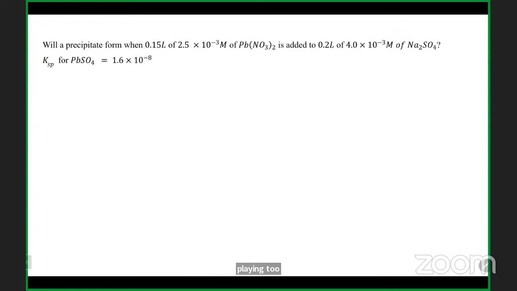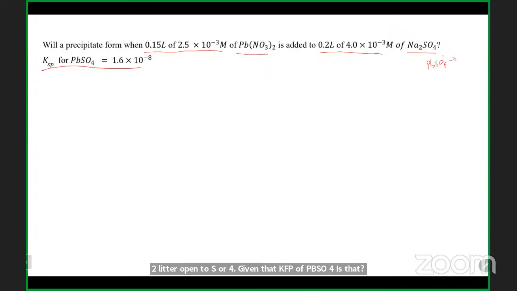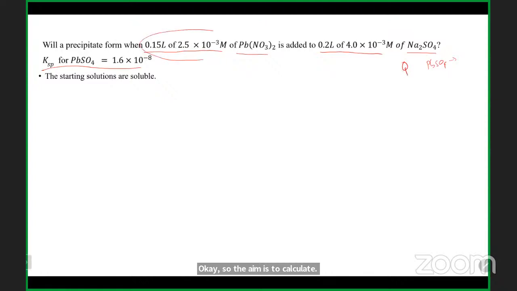Will a precipitate form when this amount of PbNO3 is added to 0.2 liter of Na2SO4, given the Ksp of PbSO4? At least from what we are saying, we already know that PbSO4 does not dissolve completely. So the aim is to calculate Q for the concentrations that we're given.